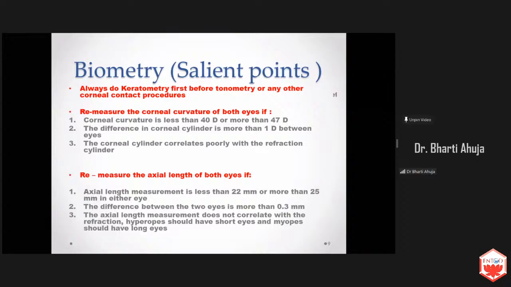Again, the same applies for axial length of both eyes through immersion A scan. If the axial length measurement is less than 22 or more than 25 mm in either of the eyes, it needs to be rechecked, re-measured. Also if the difference between the two eyes is more than 0.3 mm, or if the axial length measurement is not correlating with the status of refraction. The hyperopes should have short eyes and myopes should have long eyes. So it needs to be rechecked again and again.